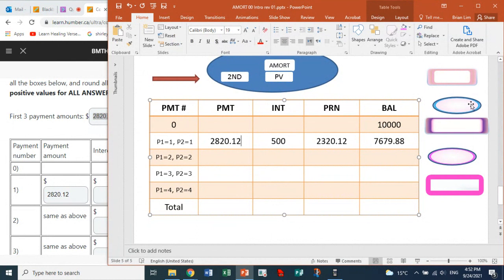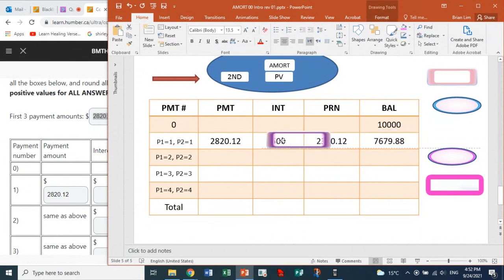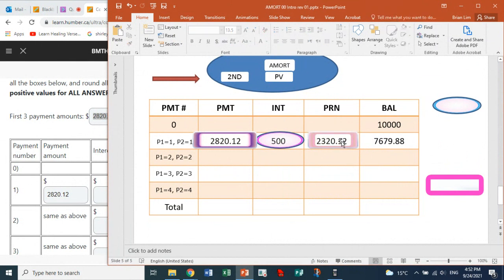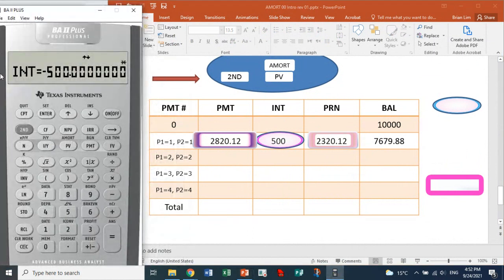Now, observe a few things here. So this is the starting balance. And what will you see here? Well, you will see if we move this over, that right there is the sum of what? That will be the sum of this number right here and this number right here. Okay, let's put this in here. So there you are. So if you add this number to this number, 2320.12 to 500, we should get 2820.12.